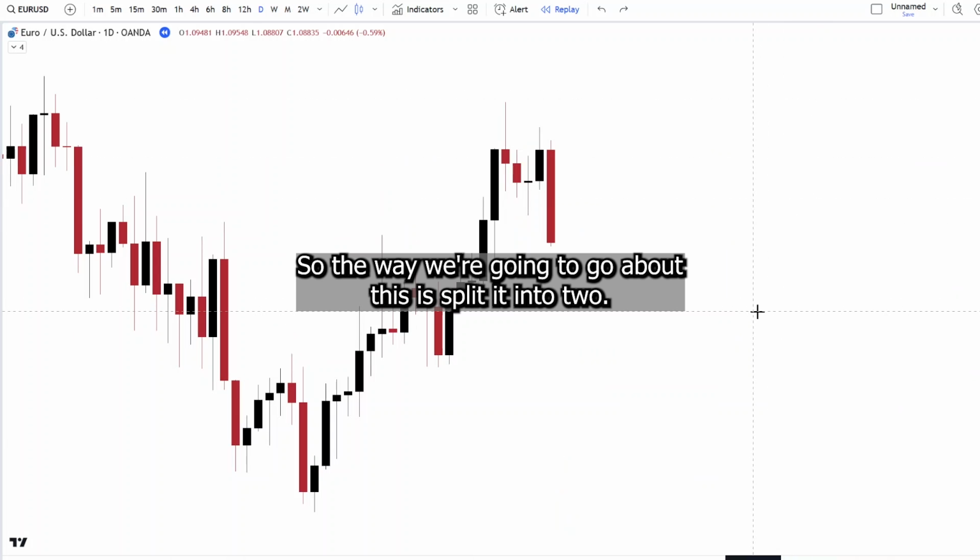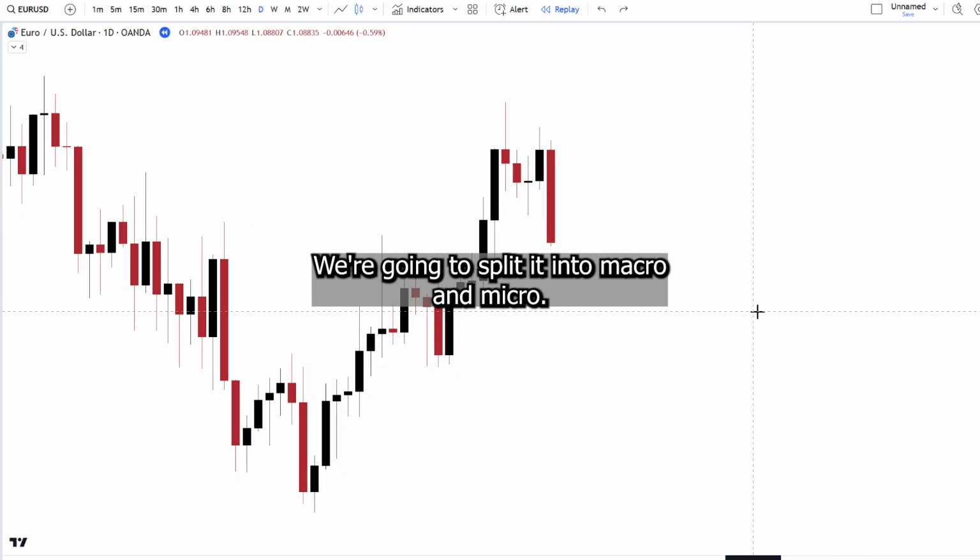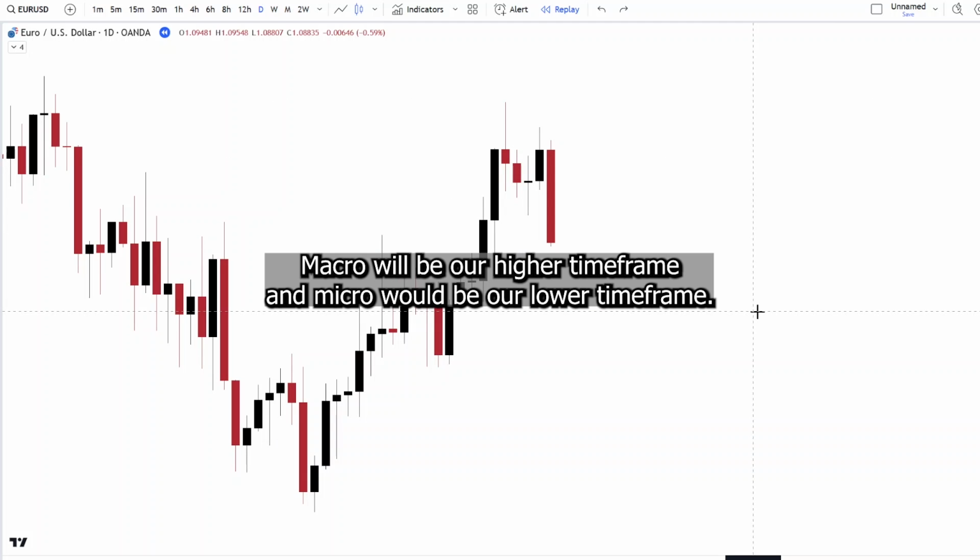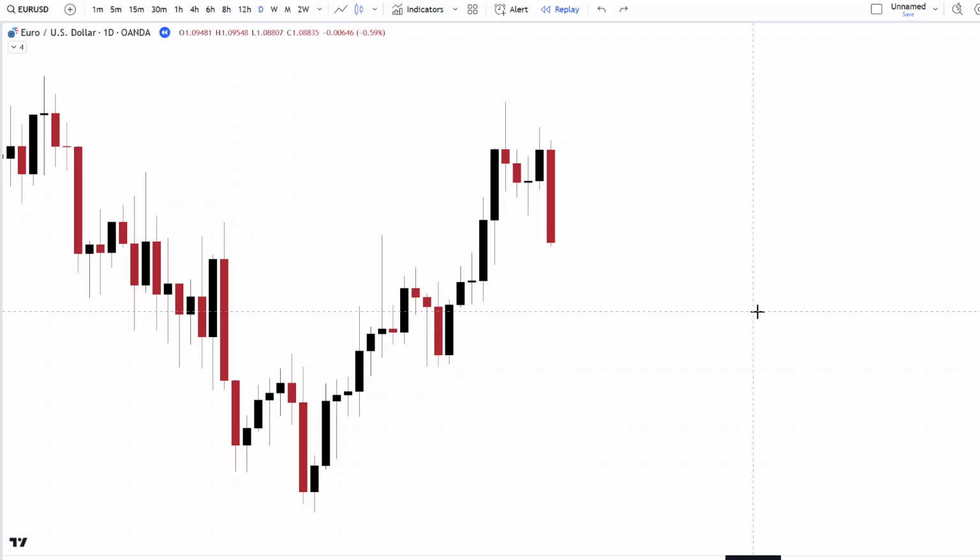So the way we're going to go about this is split it into two. We're going to split it into macro and micro. Macro will be our higher time frame and micro would be our lower time frame. So the way we do this is we start off with our macro. And how we identify our macro is by going on the highest time frame we possibly can and seeing clear structure.